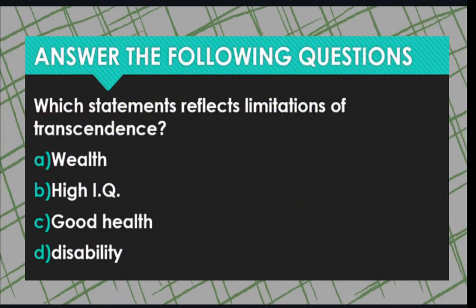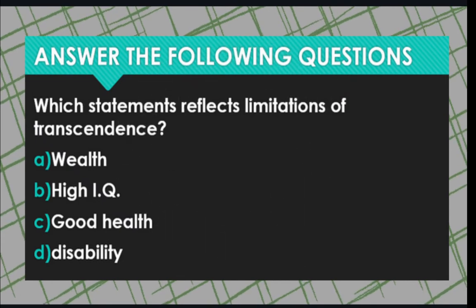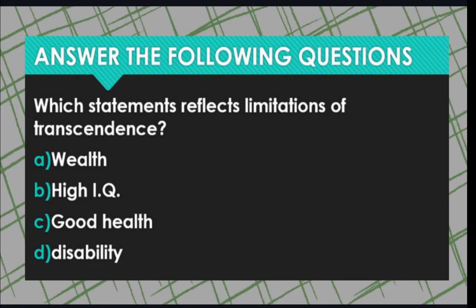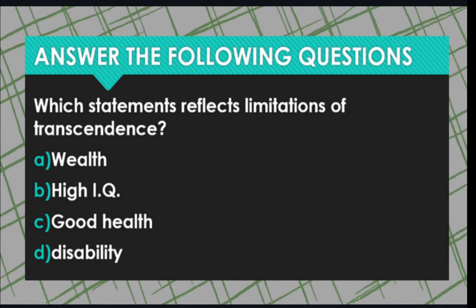Number two, which statement reflects limitations of transcendence? Is it letter A, wealth; letter B, high IQ; letter C, good health; or letter D, disability? So once again, I'm giving you 10 seconds to answer this question. And your 10 seconds is now start.